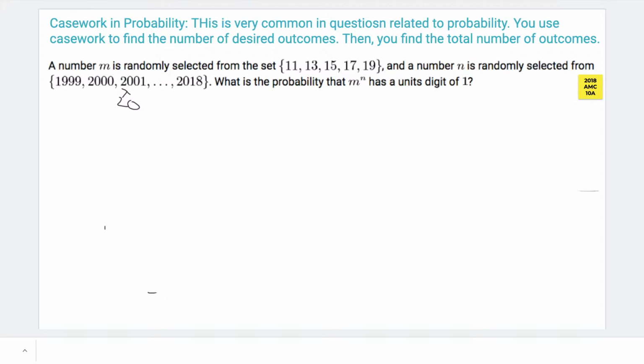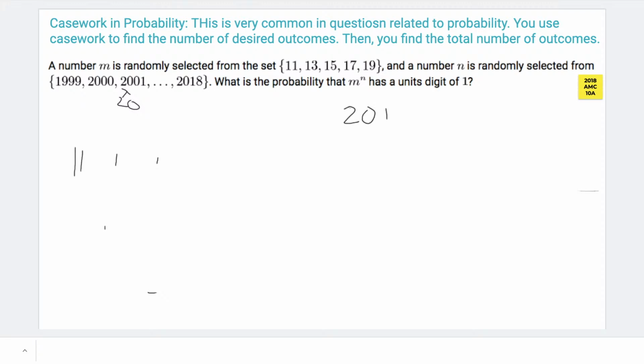So for 11, we notice that if you raise 11 to any number, the units digit will always be 1. Test it out. 1 times 1, 1. 1 times 1, 1. You get what I mean? The units digit is always 1. That means there are 20 cases for when you have 11. 20 out of 20 all work.